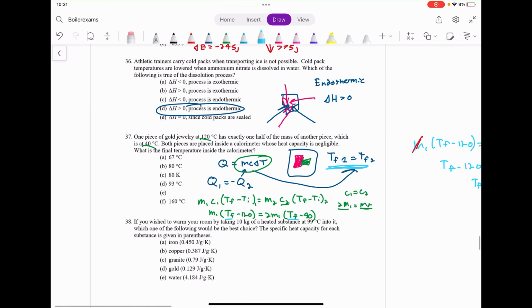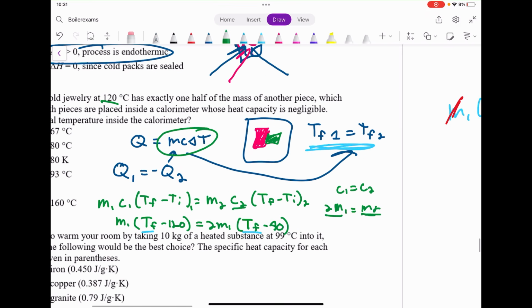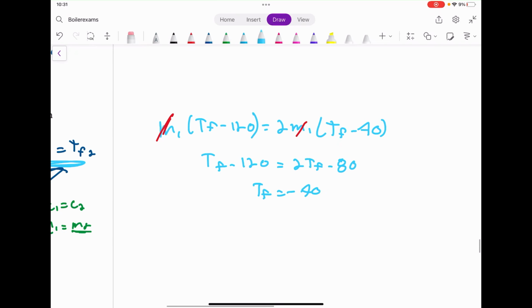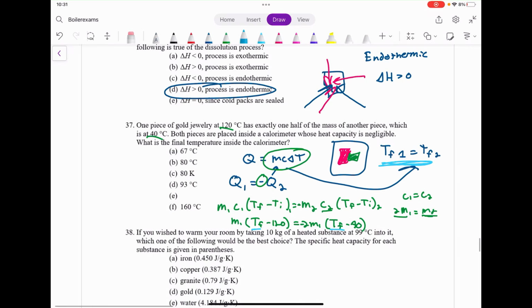I definitely got a unit wrong. Oh, I see. I forgot this negative. There should be a negative in front of this, negative in front of that. This becomes negative. That becomes negative. That becomes positive. Which then changes my final answer into 3TF equals 200. TF equals approximately 68.